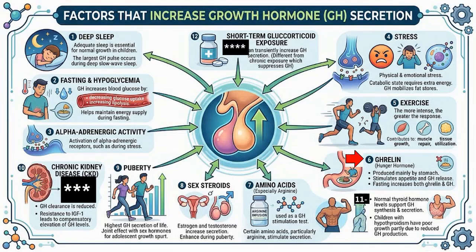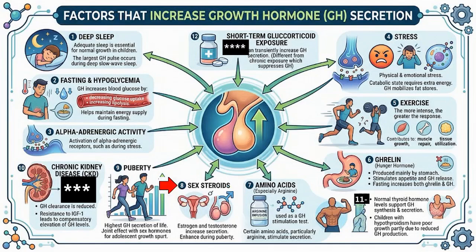6. Ghrelin, the hunger hormone. Ghrelin is produced mainly by the stomach. Besides stimulating appetite, ghrelin also stimulates GH release from the pituitary. This is why fasting increases both ghrelin and GH levels. 7. Amino acids, especially arginine. Certain amino acids, particularly arginine, stimulate GH secretion. This is why arginine infusion is used as a GH stimulation test.